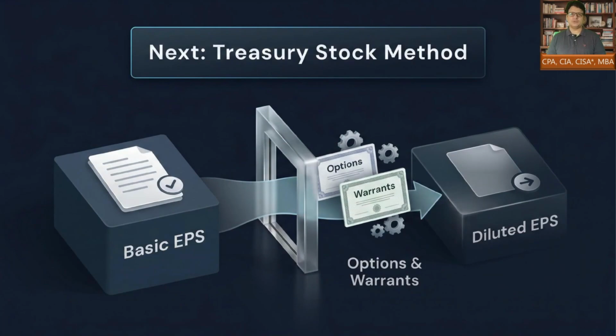We have now covered the numerator, the denominator, and the special adjustments that create common exam traps. In the next video, we begin diluted EPS with the treasury stock method for options, warrants, and similar instruments.